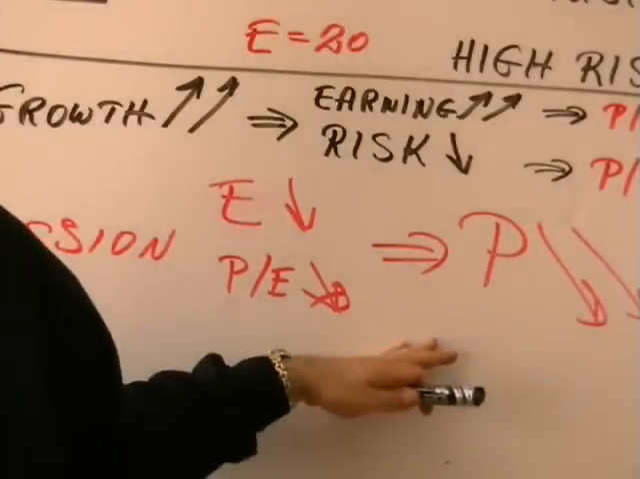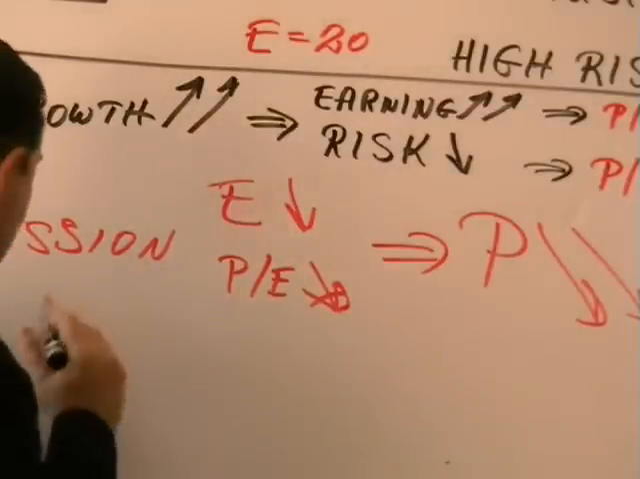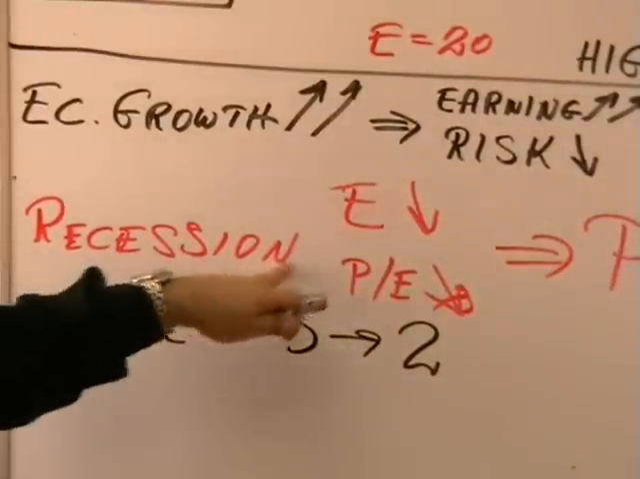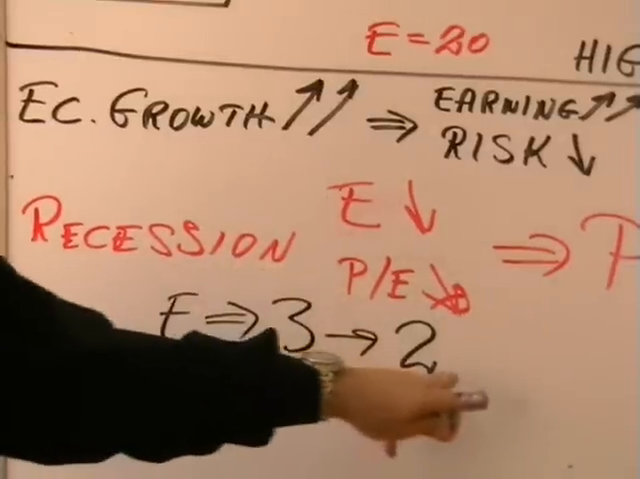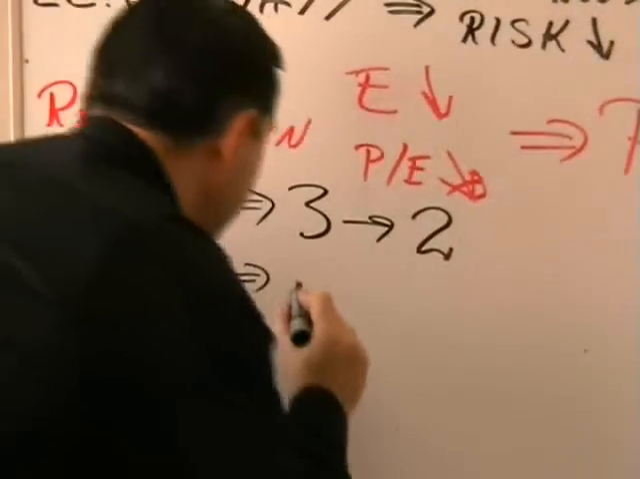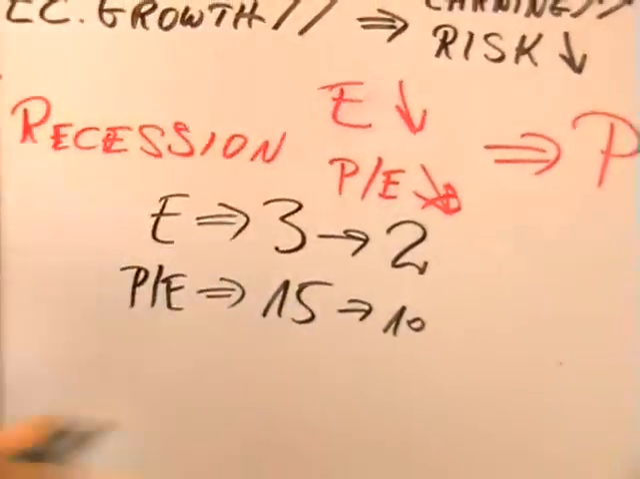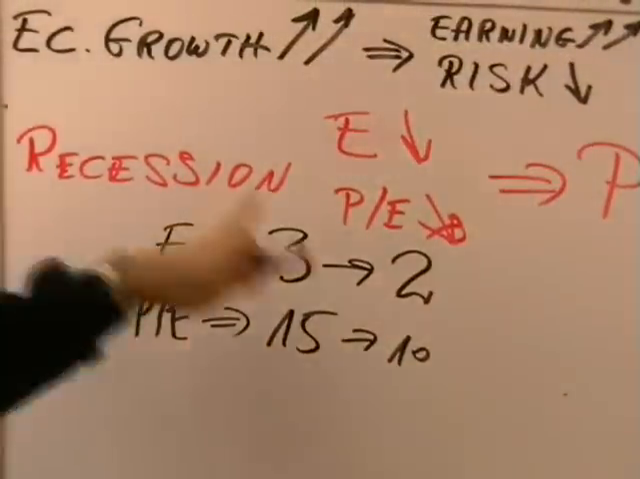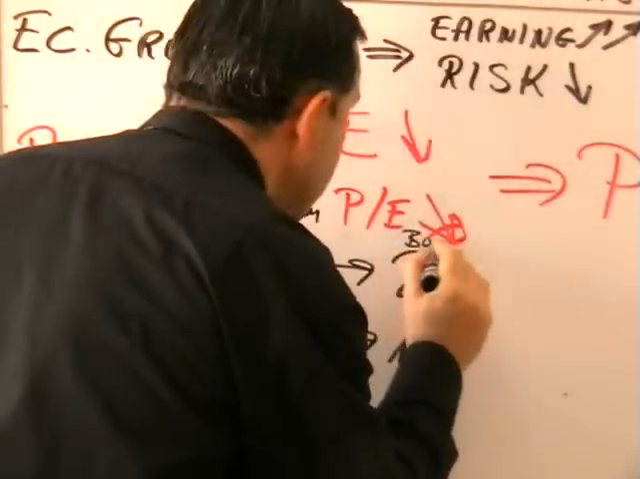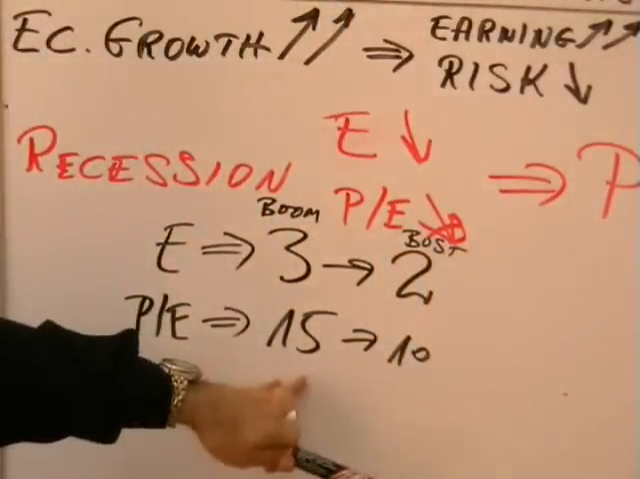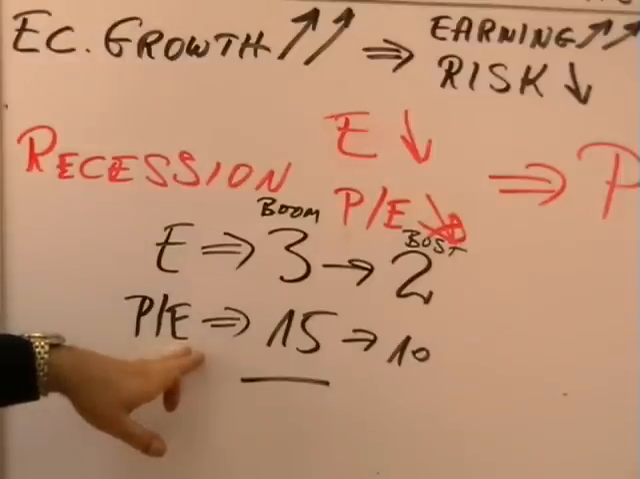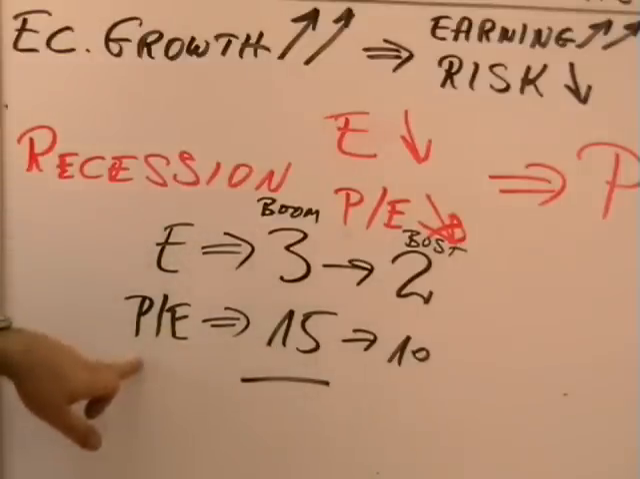Let's provide an example for dummies. From a boom, earnings go down from $3 to $2. So this is boom, this is bust. In boom it earns $3, in bad times it earns $2. Now the PE, price earnings ratio, falls from 15 to 10. What happens to the price? The price in a boom is what? 15 times, look, earnings is 3, and the multiple, price earnings, is 15. When you multiply earnings times price earnings, you get the price itself.